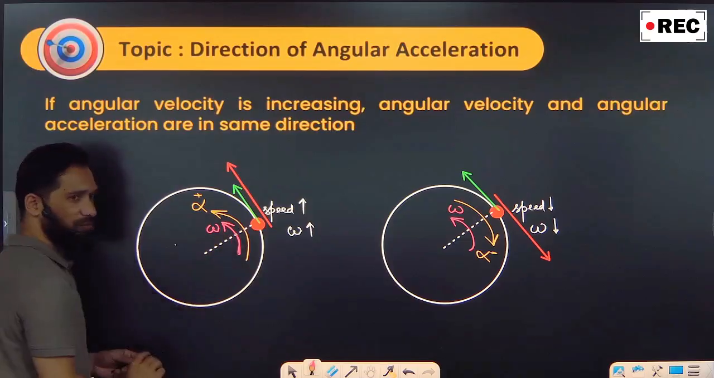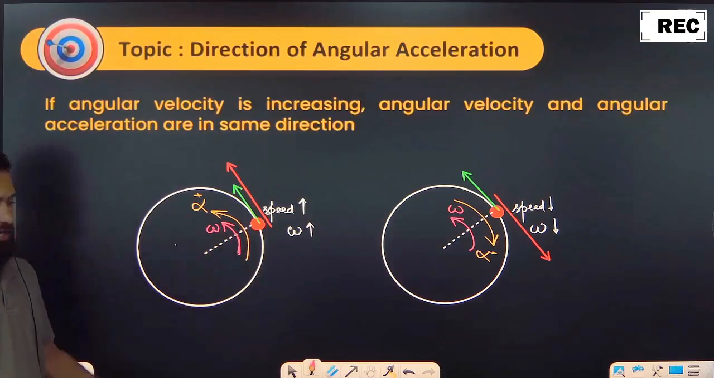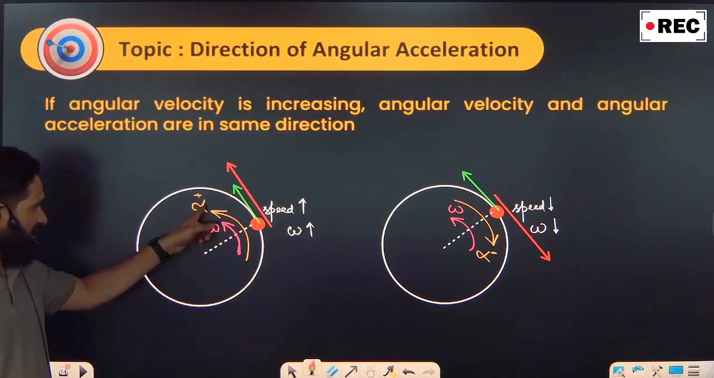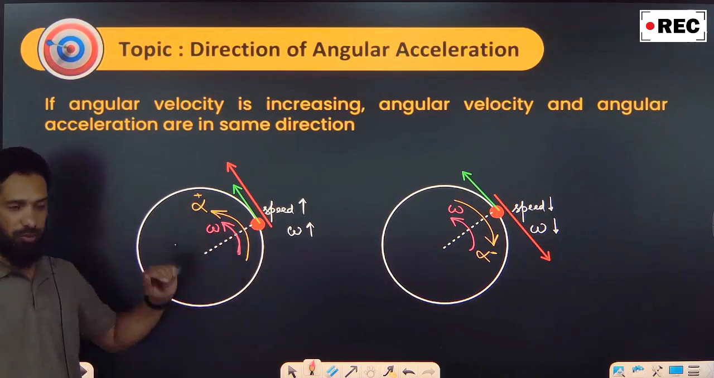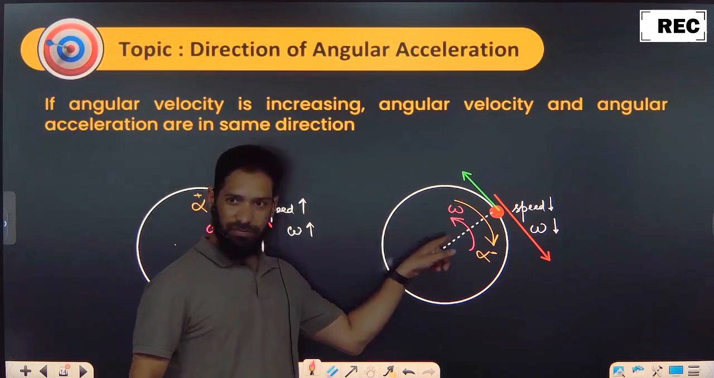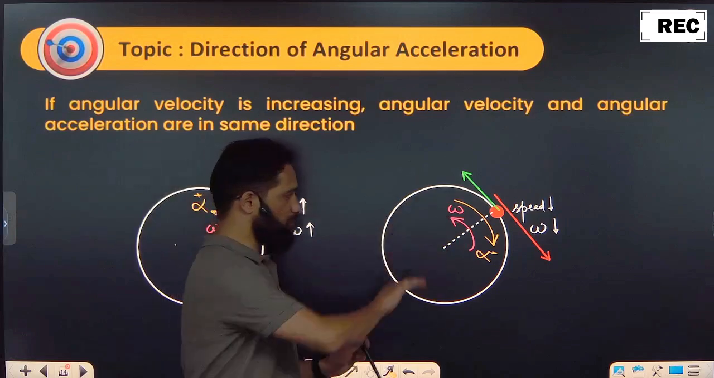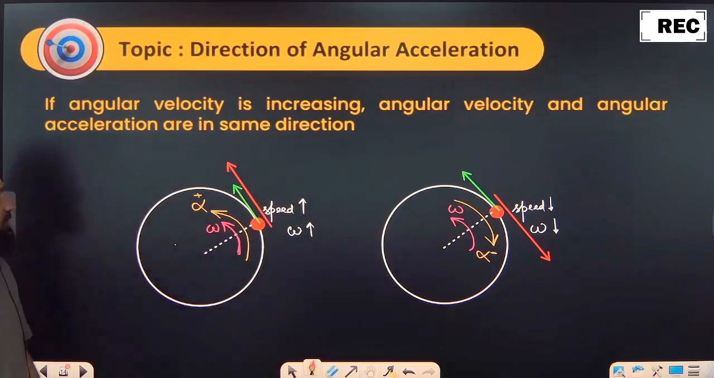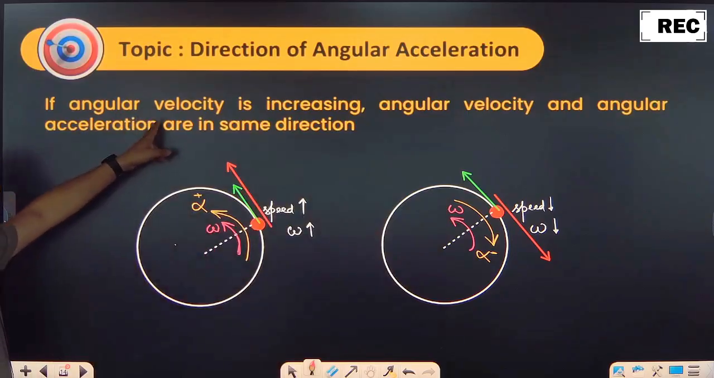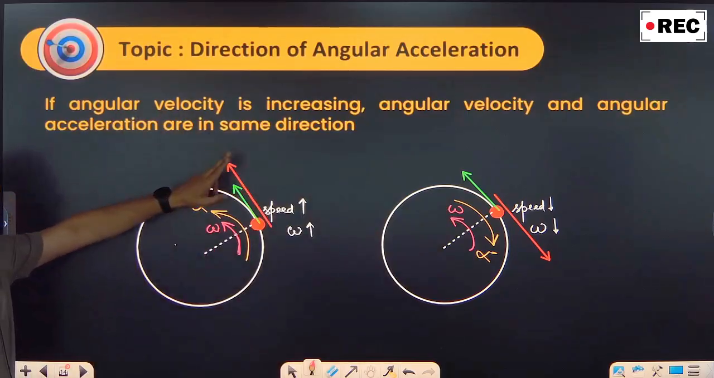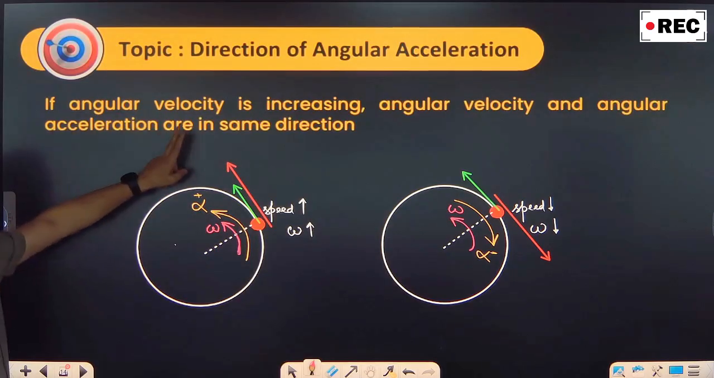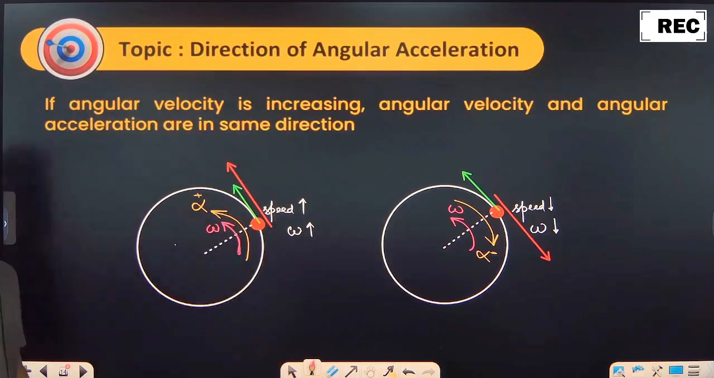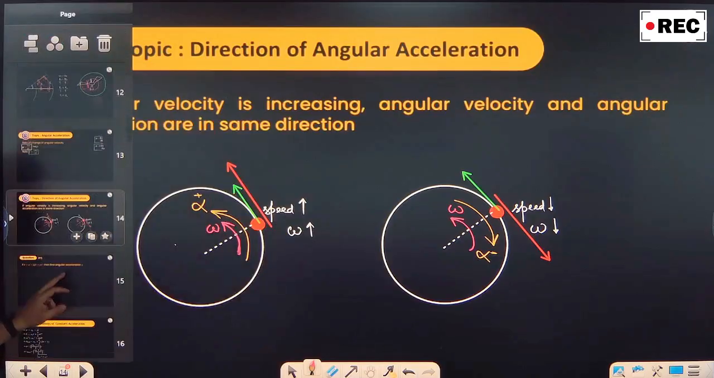Where is the direction of omega? Out of the board. Where is the direction of alpha? Into the board. Omega out of the board, alpha into the board. Right? So directions are important here. I told you, if the angular velocity is increasing, angular velocity and angular acceleration are in the same direction. If it is decreasing, then you will say they are in the opposite direction.